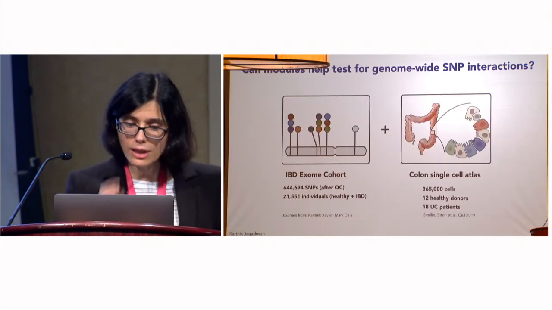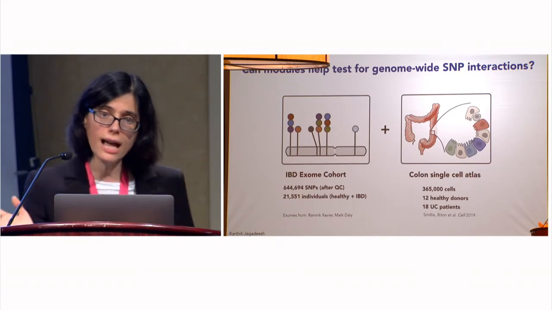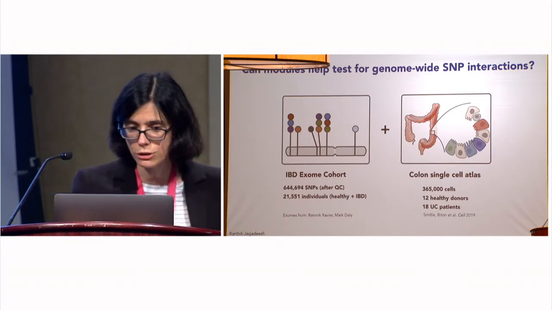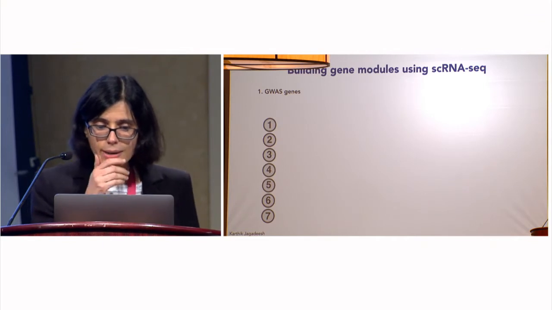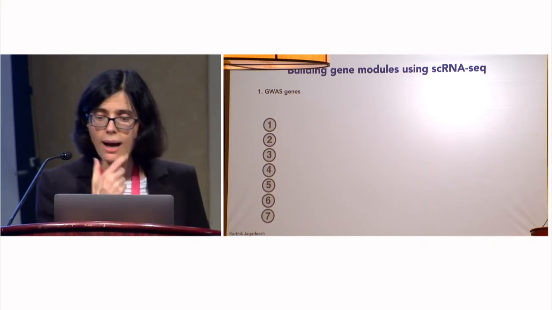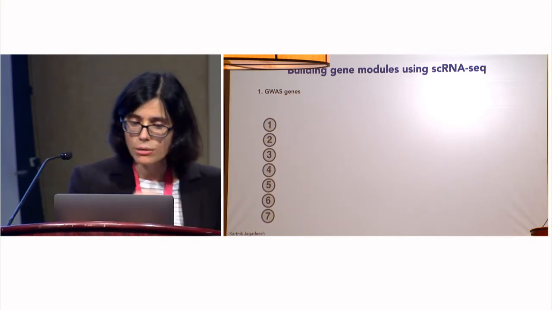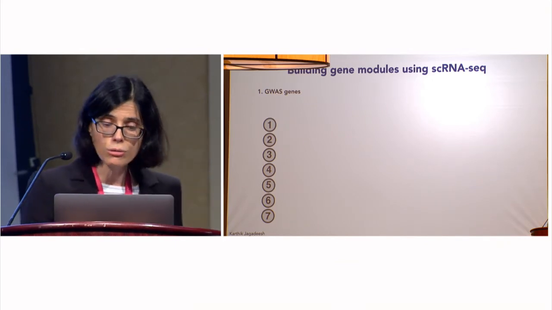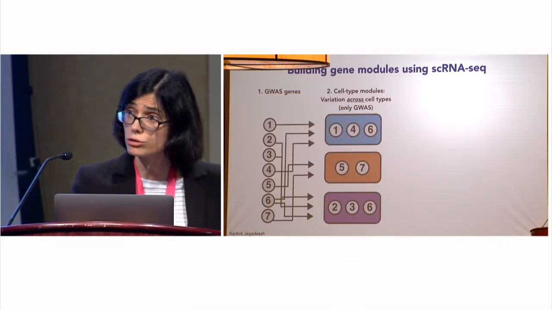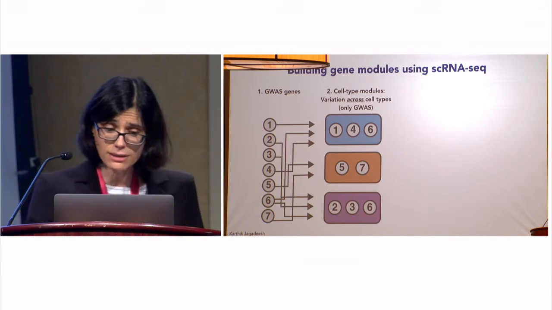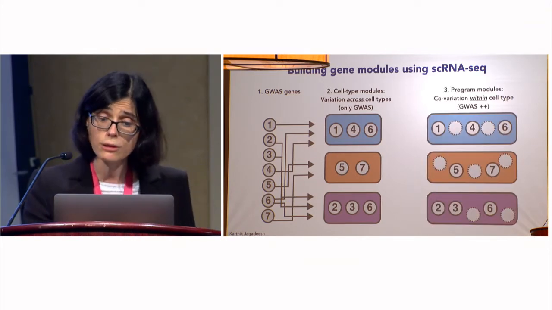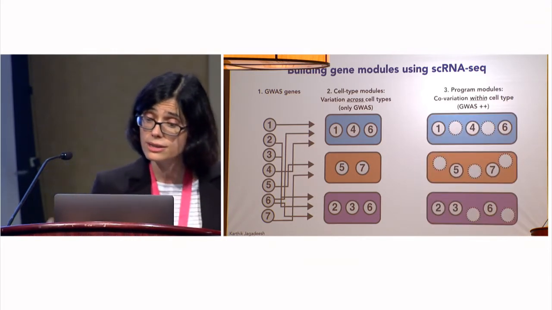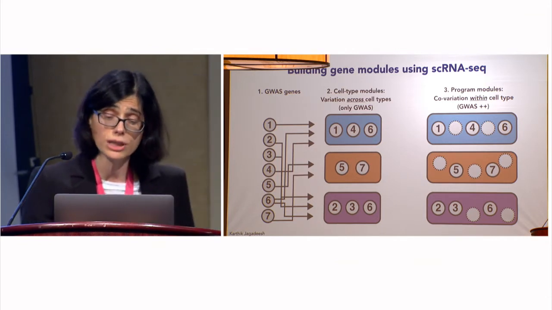So we decided to take a look at this problem by combining our full atlas with an IBD exome cohort of 22,000 individuals. And to do this, we rebuilt modules in two different ways. We did cell type specific modules only of GWAS genes using variation across all 365,000 cells. And we did program modules that are based on covariation of the GWAS genes within a cell type using the GWAS genes as a seed.